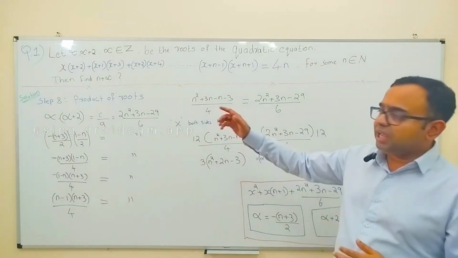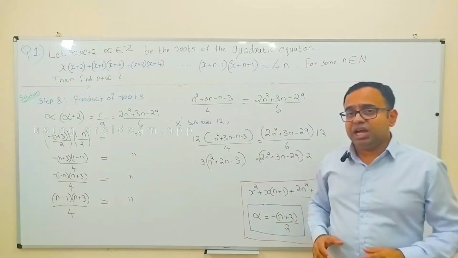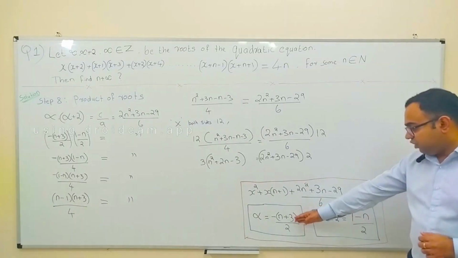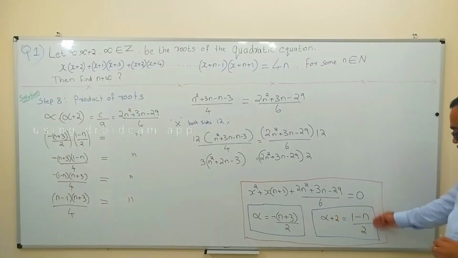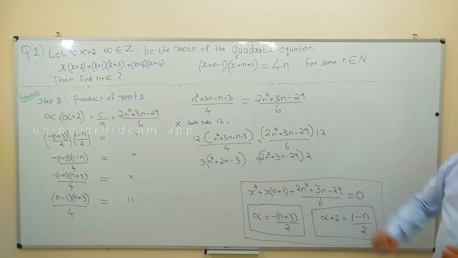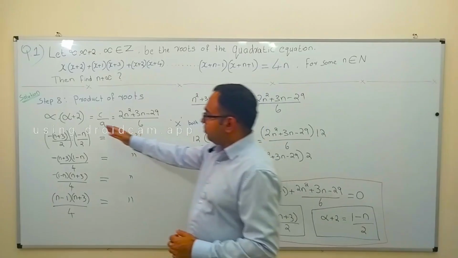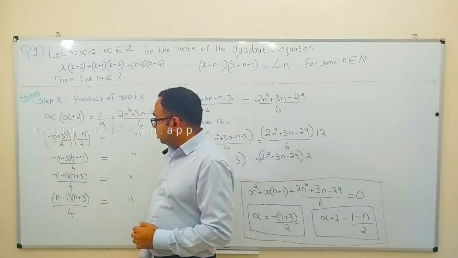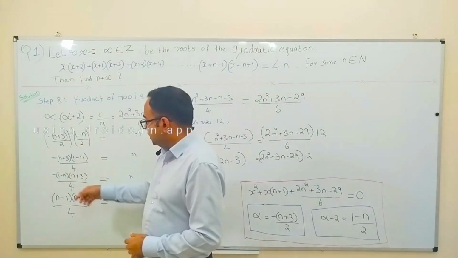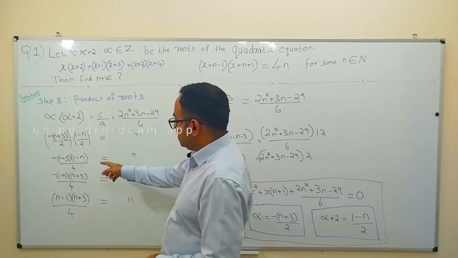But we have already calculated the value of alpha and alpha plus 2 here. So we have the alpha value, and the alpha plus 2 value also. So substitute these two values into our original equation. We replace the alpha and alpha plus 2 values here: minus (n plus 3) divided by 2 and (1 minus n) by 2. So just do the multiplication on the denominator side: minus (n plus 3) times (1 minus n) divided by 4.